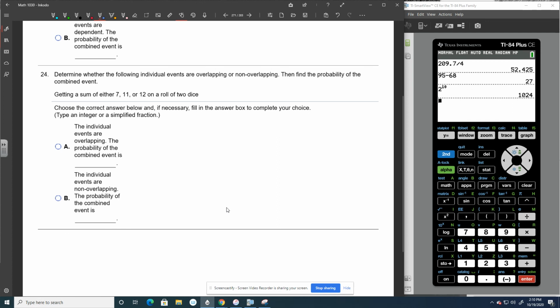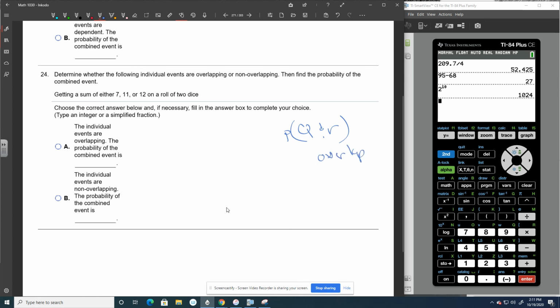Now remember, overlapping and non-overlapping is like, what's the probability of getting a queen and a red card? That would be overlapping because some queens are also red. So you can't just count the queens and count the reds. You have to consider the ones that you counted twice. So that's an overlap.